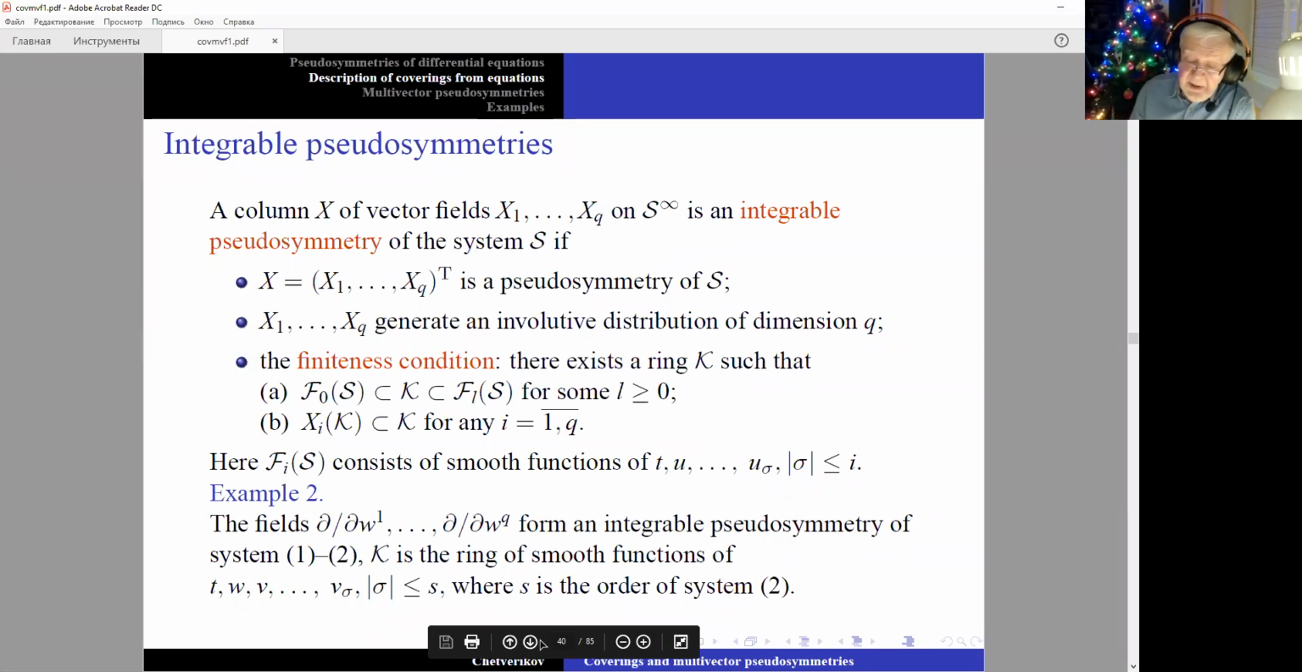Note that the infinite prolongation of system S is usually an infinite dimensional manifold, and a regular and involutive distribution on it can be non-integrable. The finiteness condition allows us to project pseudosymmetry onto a finite dimensional manifold and use the Frobenius theorem.